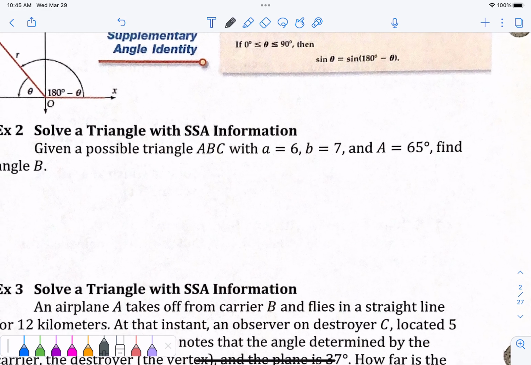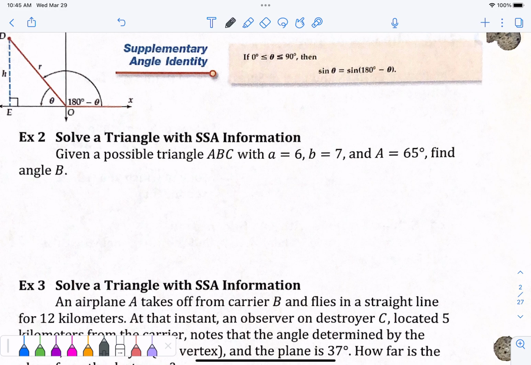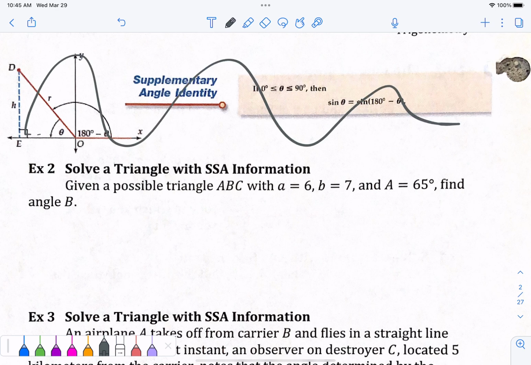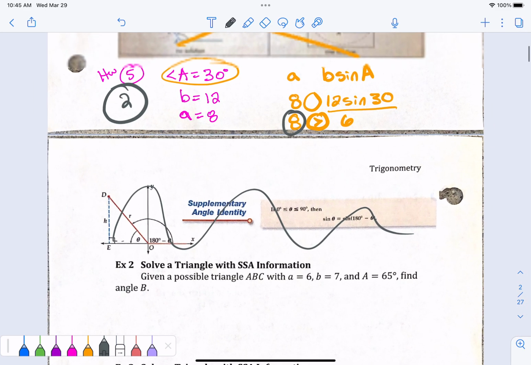All right, so example 2. Given a possible triangle, blah, blah, blah. Is this one going to have a solution? Maybe. Don't worry about the supplemental angle identity. I'm not going to go through that with you. Let me just check. Let's do this one.